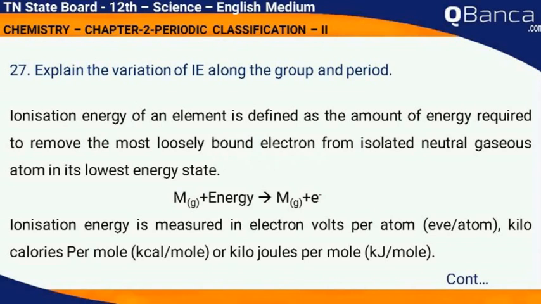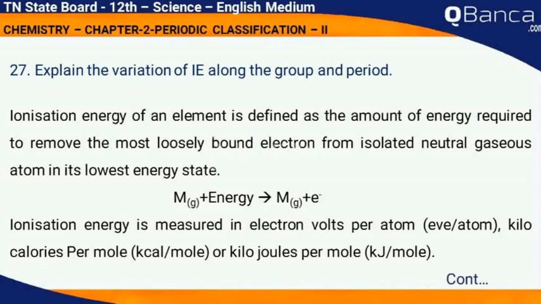Explain the variation of ionization energy along the group and period. Ionization energy of an element is defined as the amount of energy required to remove the most loosely bound electron from an isolated neutral gaseous atom in its lowest energy state. M plus energy gives M+ plus e-.